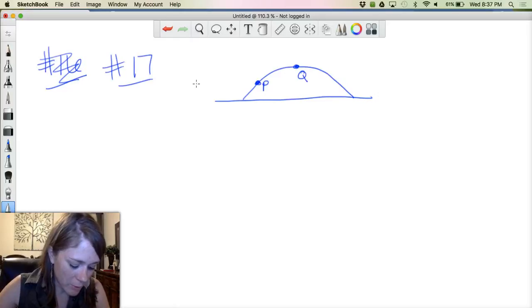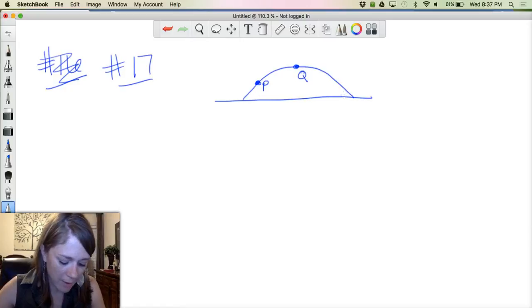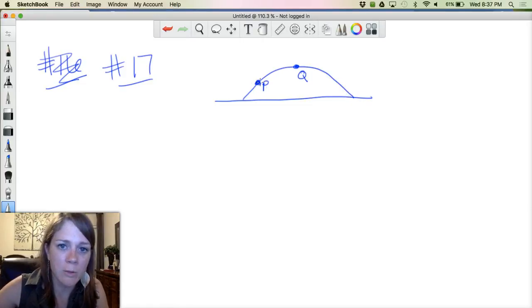So it says a ball is thrown and follows a parabolic path like this, as shown above. Air friction is negligible. Point Q is the highest point on the path. Which of the following best indicates the direction of the net force on the ball at point P? So we want to know the direction of the net force on the ball at point P.